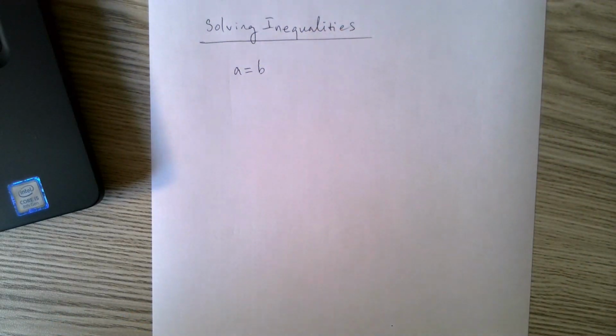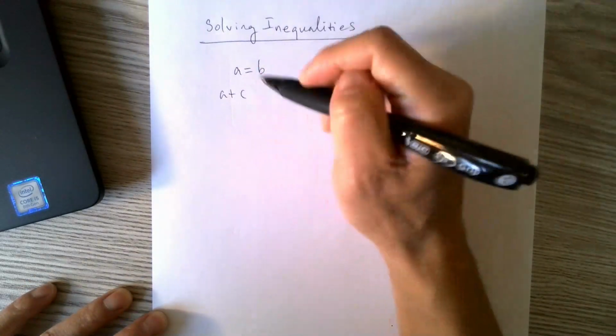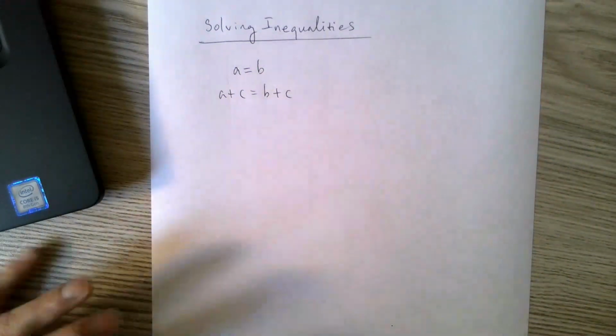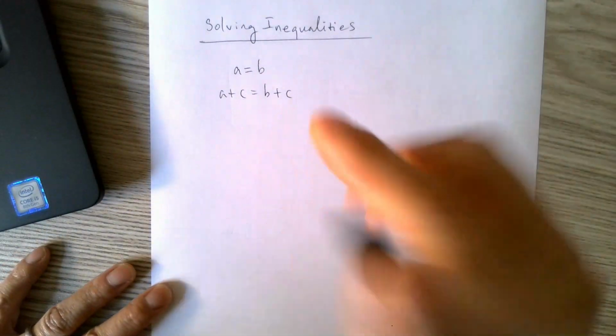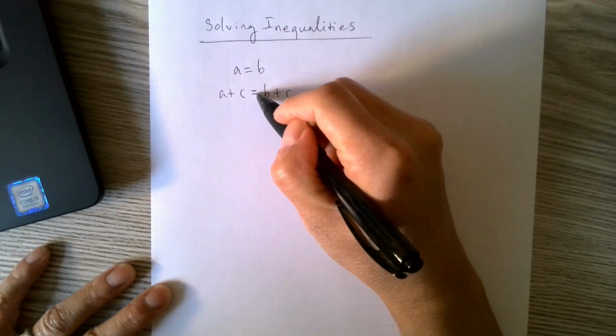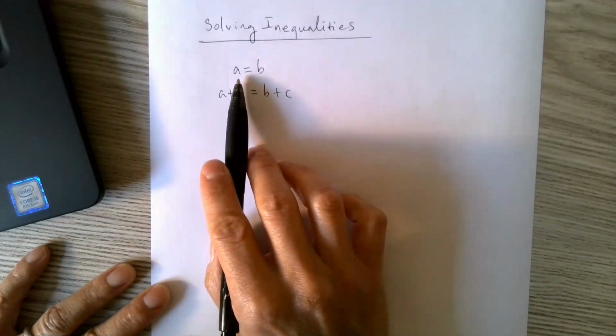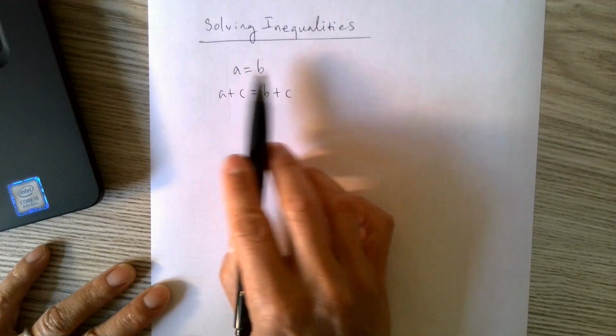for quite a bit of time now we've been adding and subtracting and multiplying and dividing things on both sides to get what we want. So for example, we may be adding something to both sides to get what we want, and when we do that, the equal sign remains an equal sign because we have not disturbed the equality of the left side and the right side.